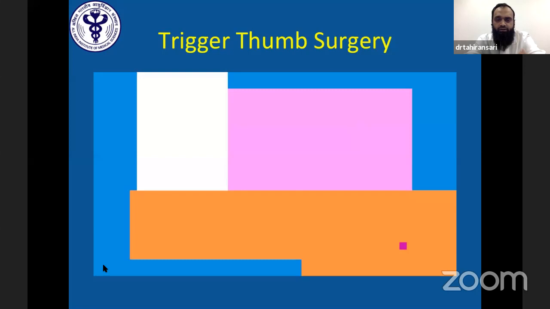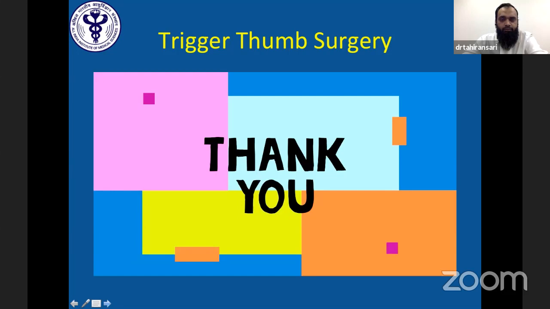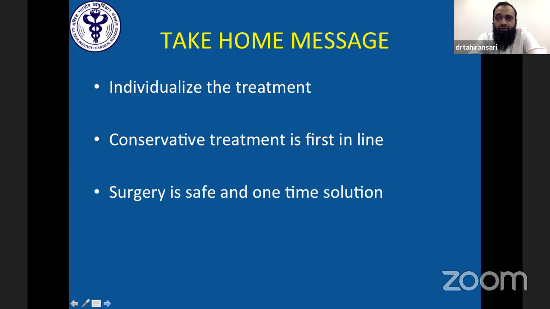So every patient is different, and my take-home message is individualize the treatment. We cannot open every lock with every key. So always give the options to the patient and discuss with the patient. The patient is the one who will decide the treatment. And conservative treatment is the first line of management. Surgery is safe and a one-time solution.